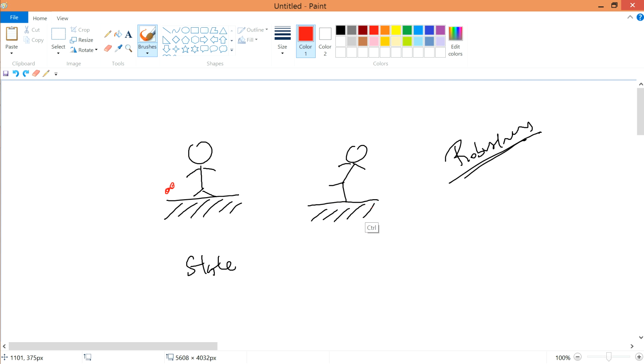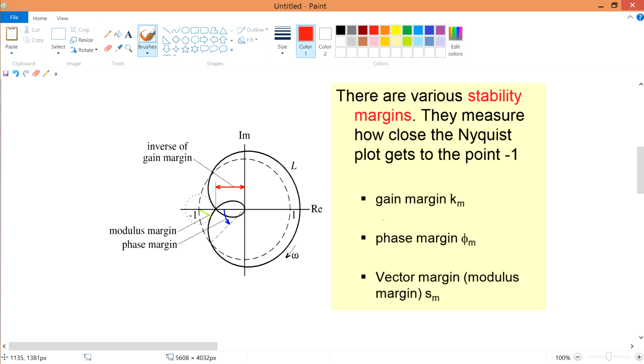So what is the condition that we are looking at? What type of things are we looking at such that it is robust or not robust? Therefore, look at all these three things: the gain margin, phase margin, and the vector margin SM, or 1 over S, where S is 1 over 1 plus CP.